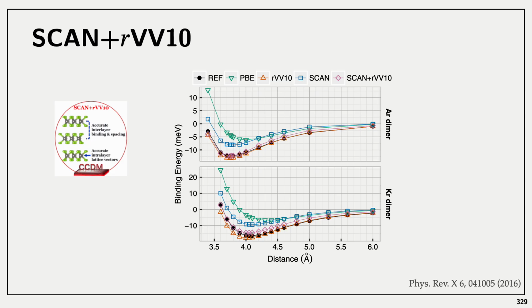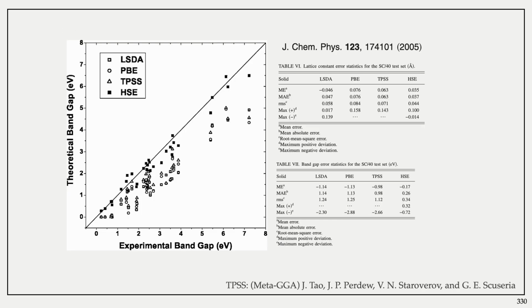Okay, so here is another example. There are plenty of benchmarks everywhere that we can look at. This is another interesting plot where we compare LDA, PBE, the Meta-GGA, in this case TPSS, the first one I mentioned, and then a hybrid functional. The hybrid functional does better, but TPSS also does better than PBE and LDA. So this is really about systematic improvement.